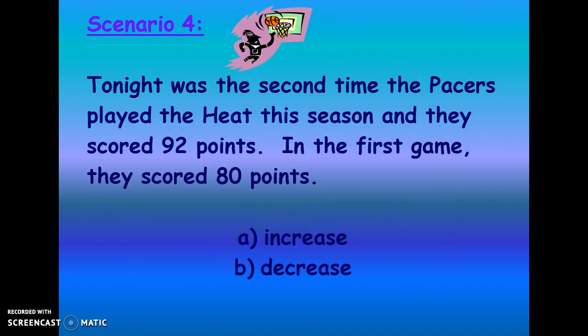In our last scenario, which is scenario 4, it says tonight was the second time the Pacers played the Heat this season, and they scored 92 points. In the first game, they scored 80 points. Well, that last sentence gives us a hint that since it says it's the first game, 80 is going to be our starting number. And if you look at where your final number ends, it ends up at 92. Since 92 is higher than 80, this would represent an increase.